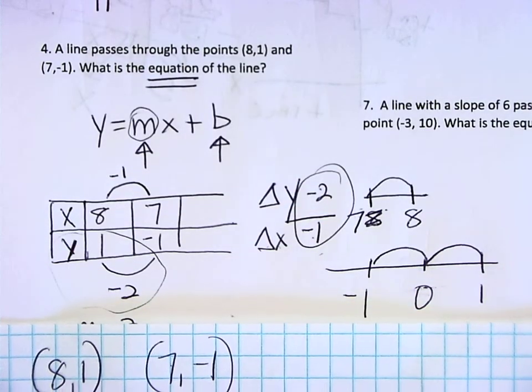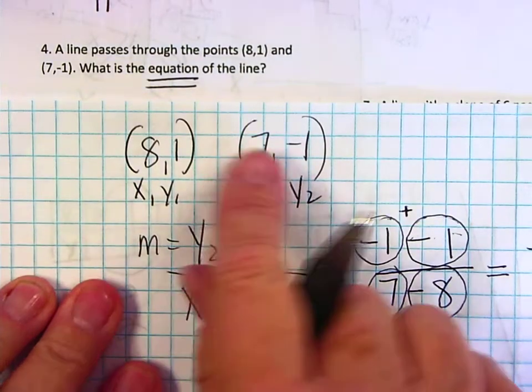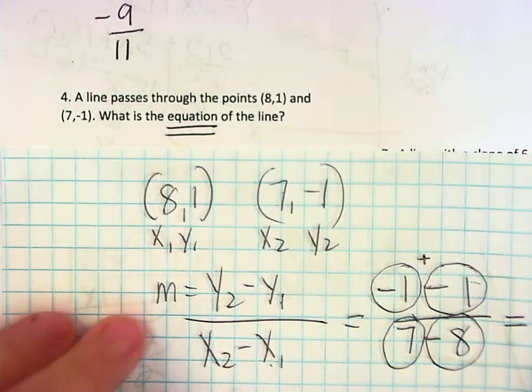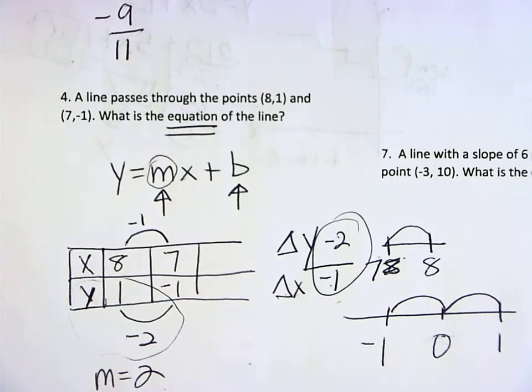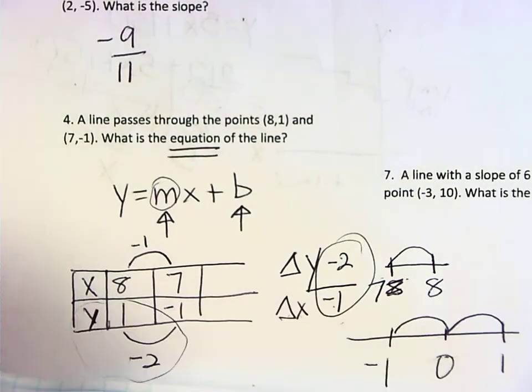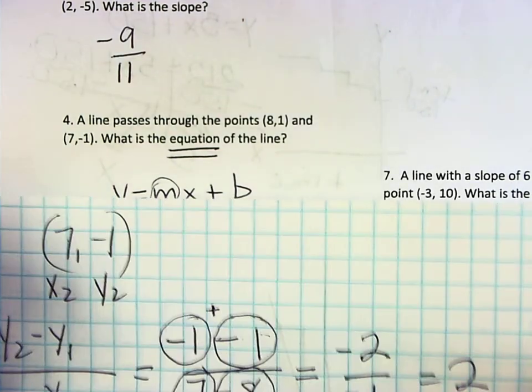But we want the equation of the line, and neither one of these is my y-intercept, so I'm going to have to figure out the y-intercept the old-fashioned way. So we just figured out that our slope was +2.